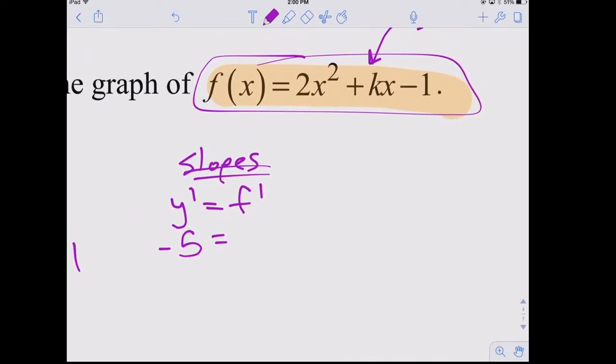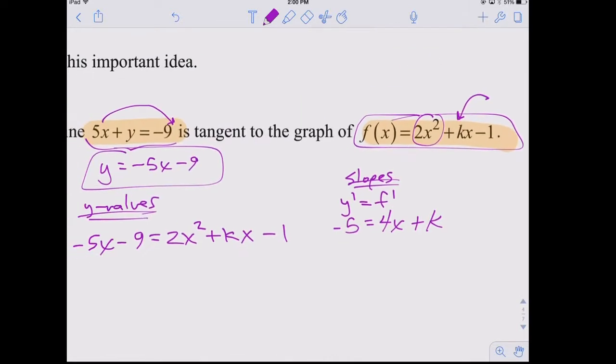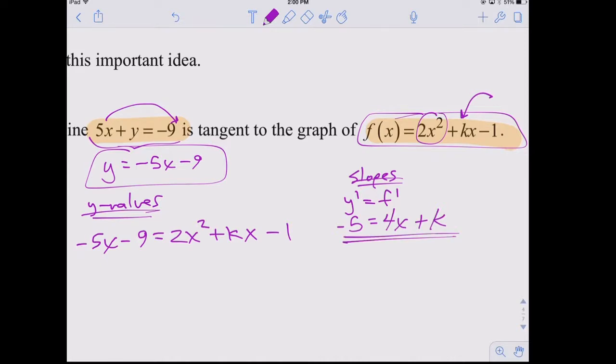Okay. If k is a constant, what's the derivative of f? What's the derivative of 2x squared? 4x. k is a constant, so the derivative of k times x is just k, and then the minus 1 goes to 0. It's a constant. Now we have two equations with two unknowns. And all we have to do is solve that system of equations.